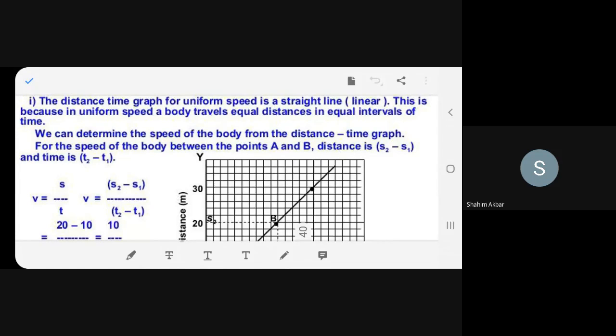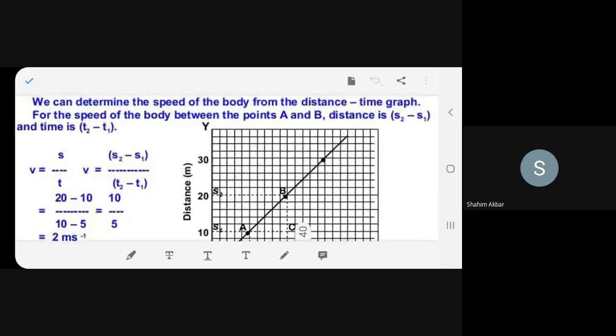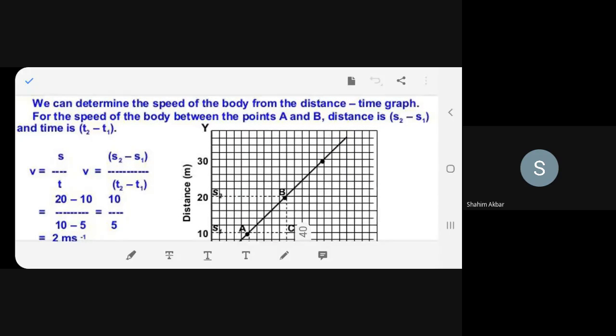So this is what we are going to plot and this is how we can determine the speed of the body. We can determine the speed of the body from the distance time graph. For the speed of the body between the points A and B, distance is s2 minus s1, and time is t2 minus t1.